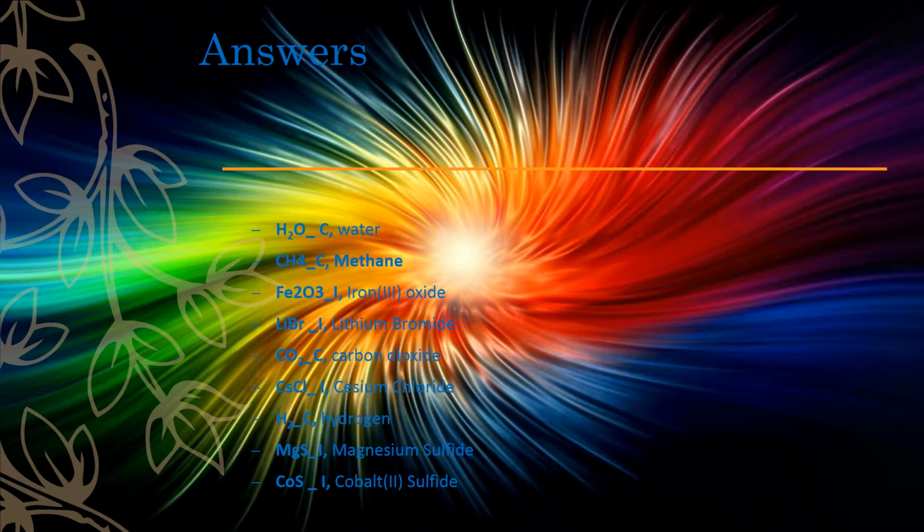Welcome back. Here are the answers for the questions on the other side. H2O stands for water. It is a covalent bond. CH4 is a covalent bond standing for methane. Fe2O3 is iron oxide. It's an ionic compound because iron is a metal. Lithium bromide is LiBr. It's an ionic compound. CO2 is carbon dioxide, covalent bond.